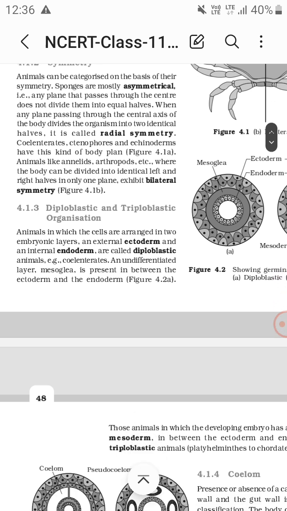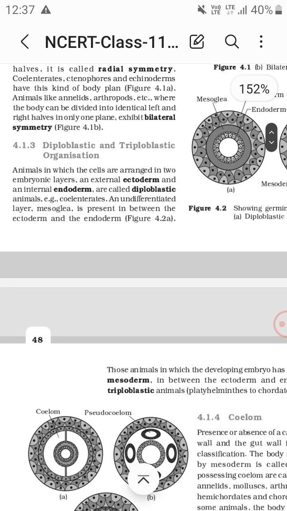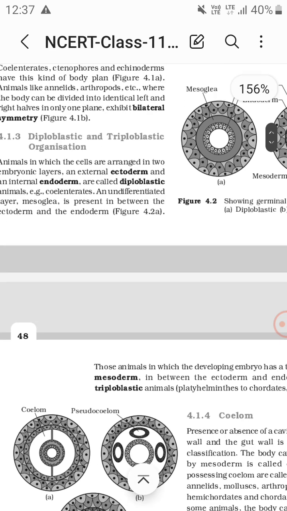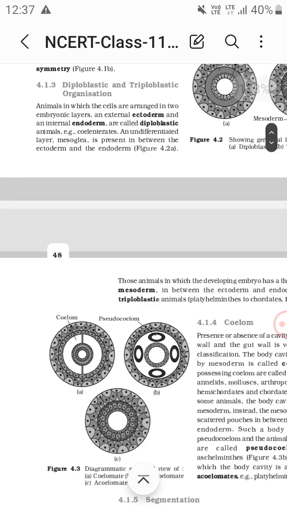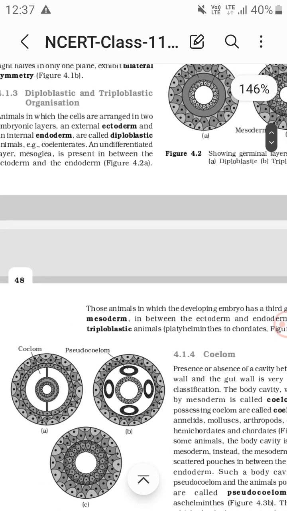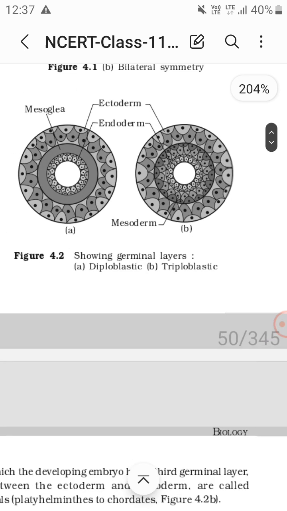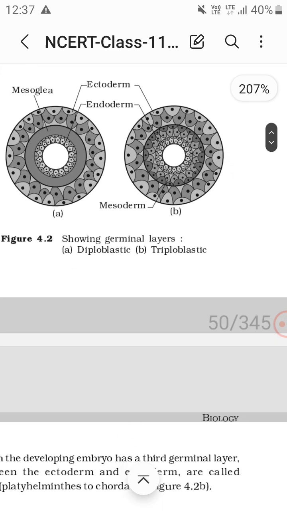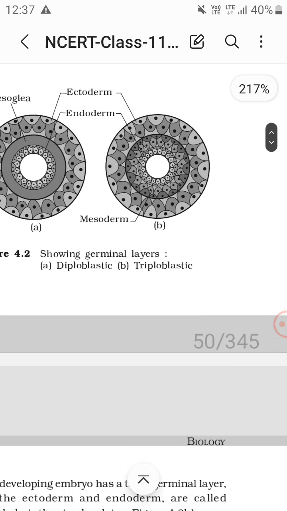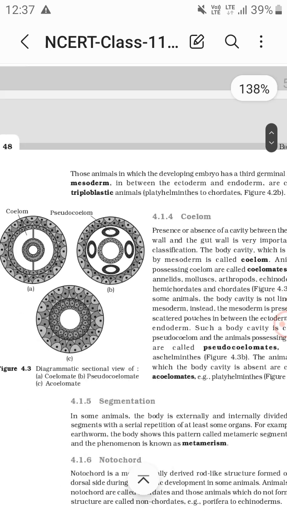Now there is diploblastic and triploblastic organization. There are germ layers, that is ectoderm and endoderm. In diploblastic animals, such as cnidarians, an undifferentiated layer, the mesoglea, is present in between the ectoderm and endoderm. You see in the diagram showing germinal layers, that is diploblastic: ectoderm and endoderm, then there is mesoglea. In triploblastic animals, there is endoderm, ectoderm and the middle one is the mesoderm.